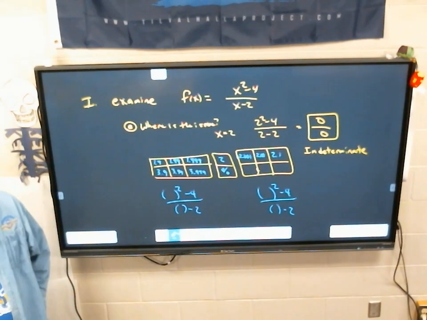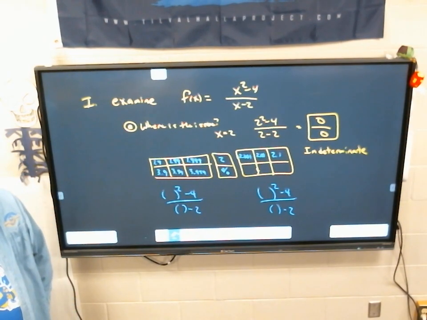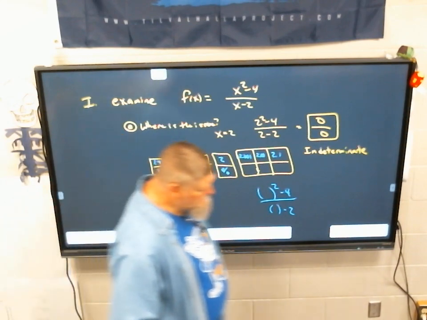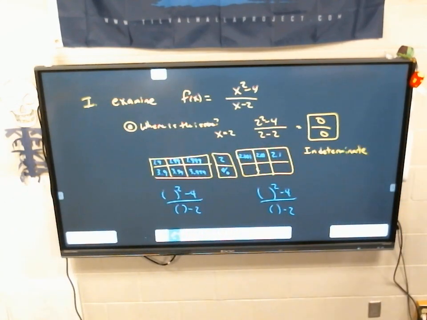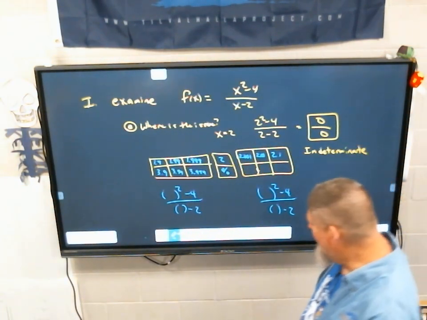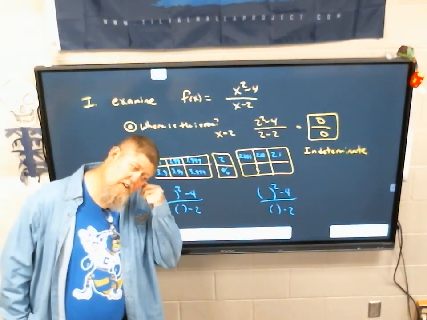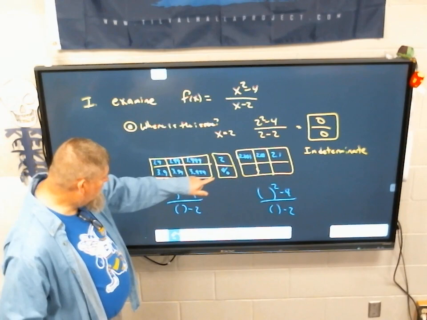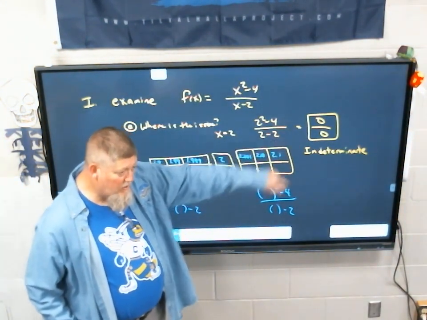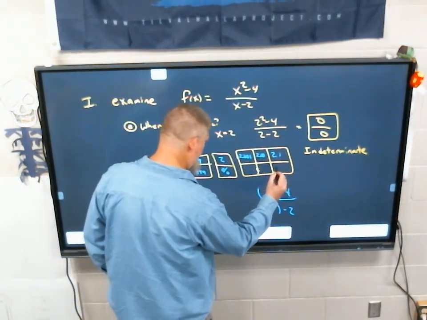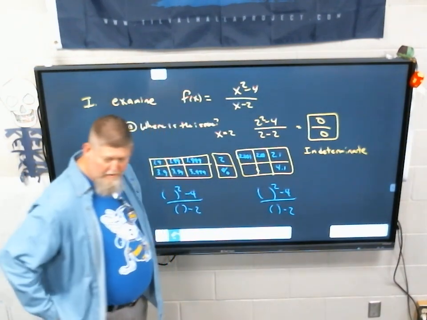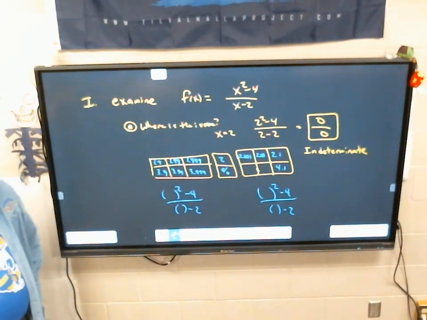I got 4.44. That's not what I got. Try it again. What's on the bottom of the middle one? 0 divided by 0. 4.1. There you go. 4.1. Calculator mistake.